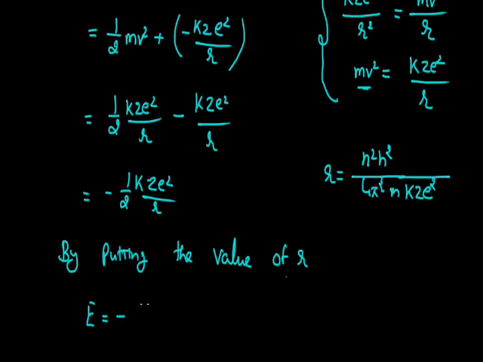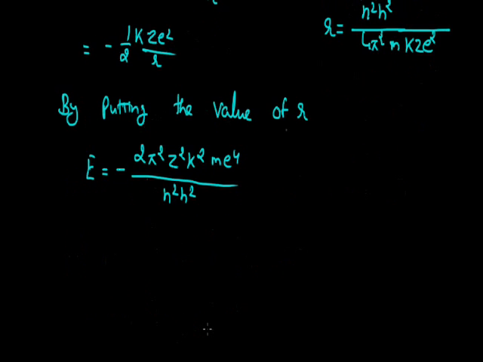the final formula of this energy will be equal to minus 2 pi square Z square k square m e to the power 4 divided by n square h square. By putting the value of all the constants here, we can find the energy. Here 2 is a constant, pi has a constant value of 3.14. Z indicates the atomic number, which is a variable, so we will not put its value here. K is a constant, and since we are going to find the energy in SI unit, the value of K will be 9 into 10 power 9 Newton meter square per Coulomb square.